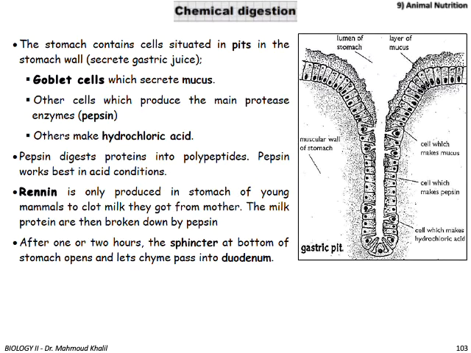After one or two hours, the sphincter at the bottom of the stomach opens and lets the chyme pass into the duodenum. And you can see from the figure the cells which produce mucus, followed by cells which make pepsin, followed by cells which make hydrochloric acid.